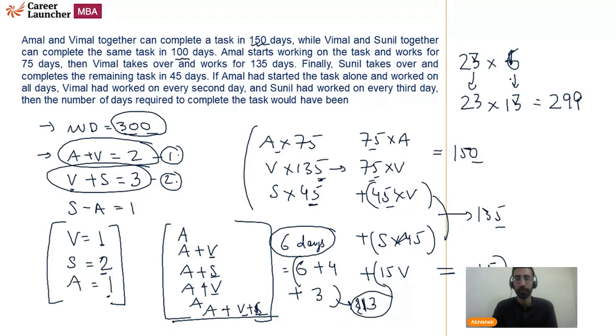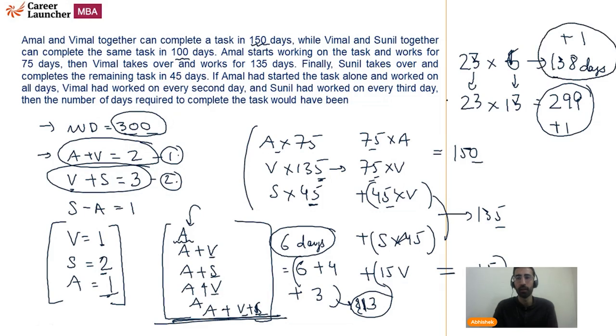And how many days is this? 6 into 23 is 120 and 18. This is 138 days. In 138 days, 299 units would have been done, and then the cycle will restart, and who will come in? A will come in, finish that 1 unit of work, and thus finish 300 units in total. And the number of days taken will be 138 plus 1. 139 is your answer. I hope this is clear.